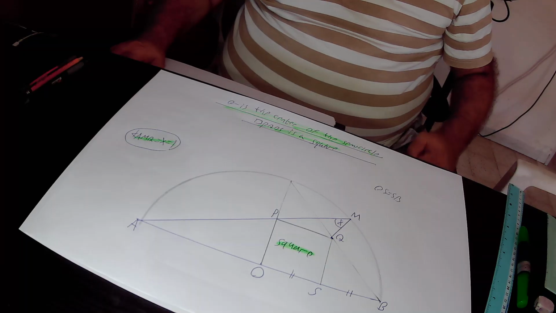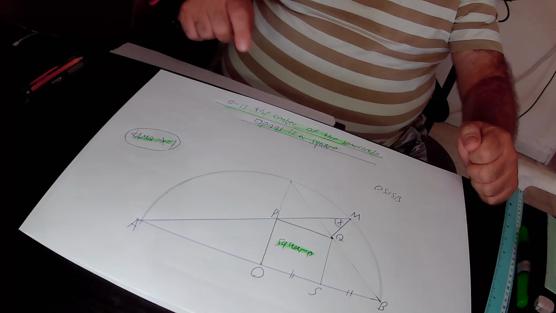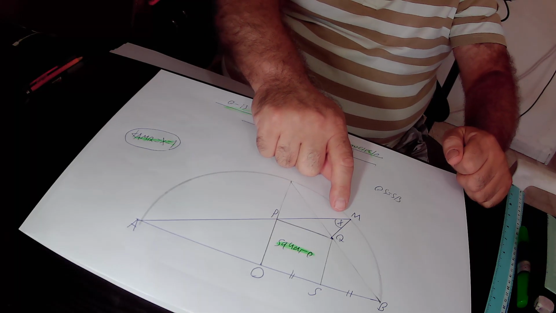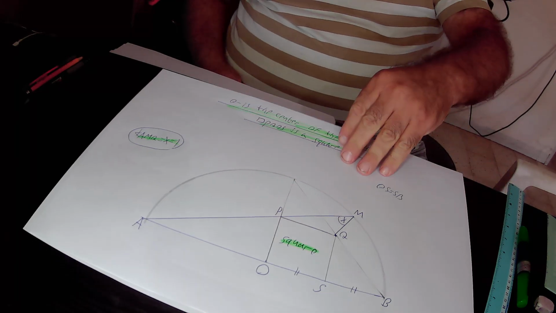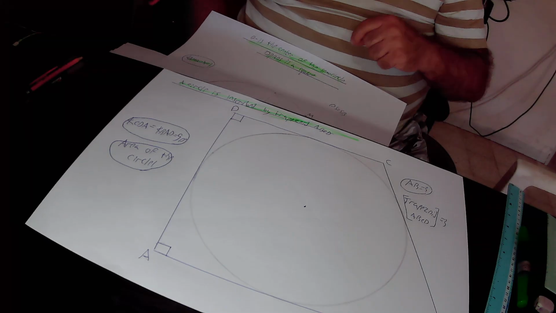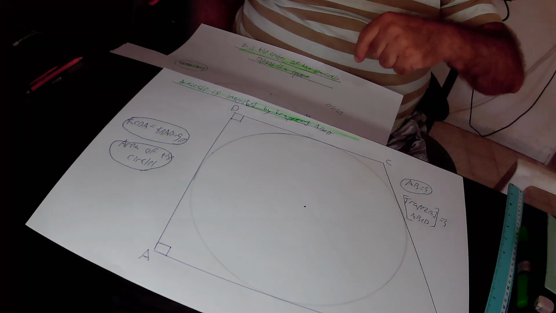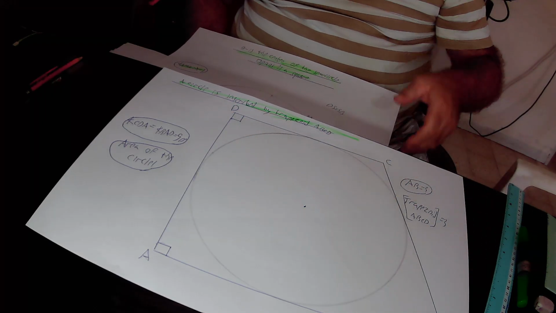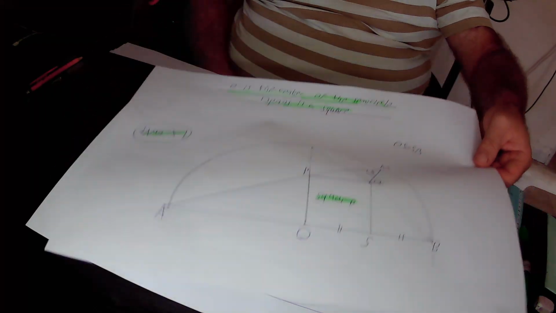And now in this lecture we'll answer two questions. In the first question we'll find out the size of this angle AMQ that is equal to x. We have to find out the value of angle x. And in the second question we'll find out the area of this circle that is inscribed by this trapezoid ABCD. So we start with the first question.